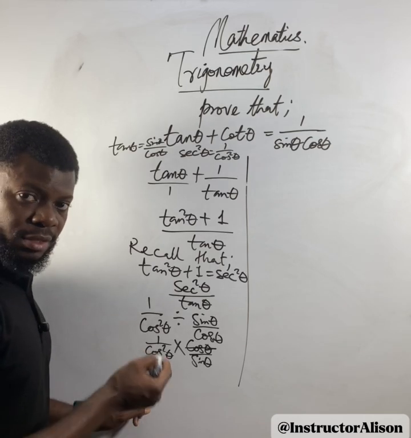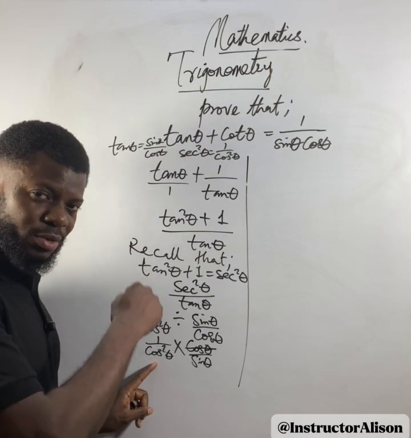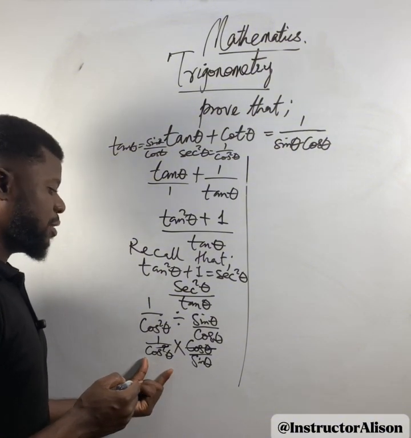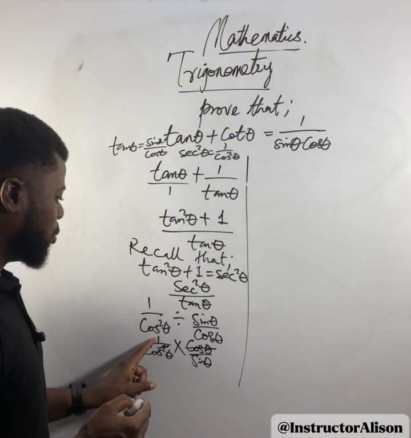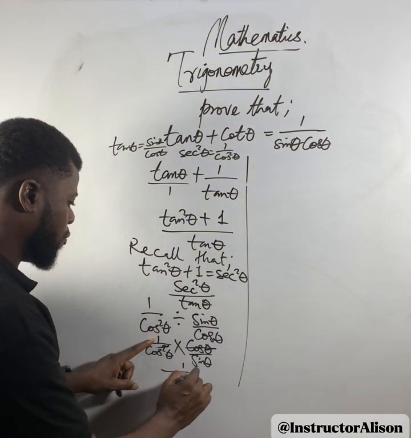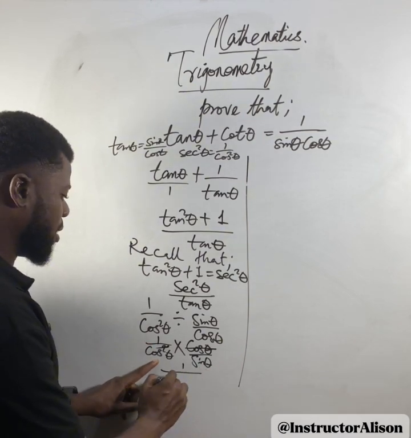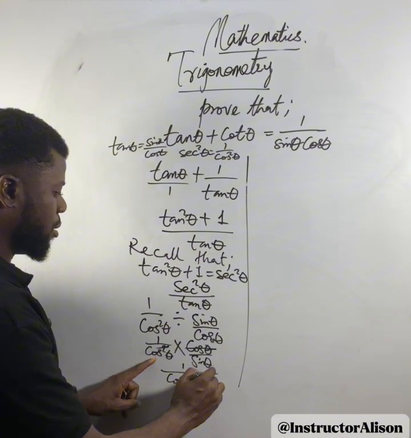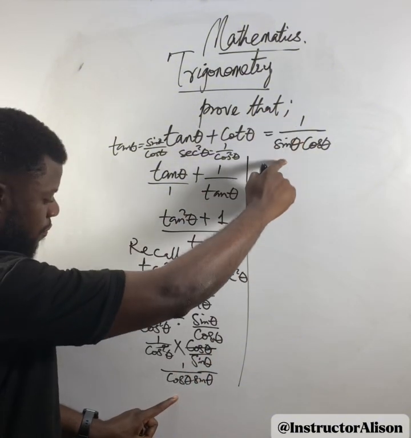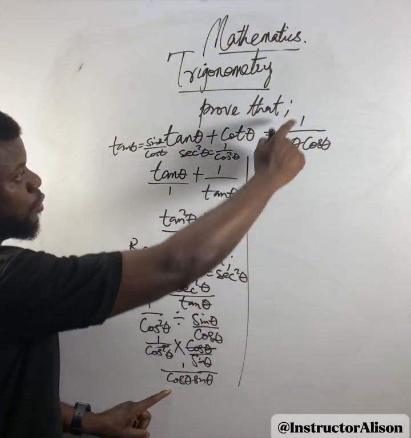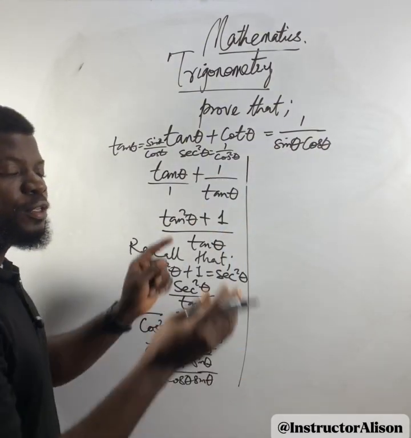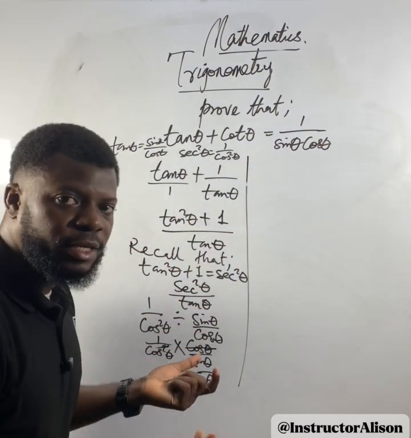This cos square theta means cos theta times cos theta. So if I cancel this square now, it means that cos theta go remain. And then what go remain here now is 1 over cos theta sin theta. So 1 over cos theta sin theta, 1 over sin theta cos theta. If you flip am na the same thing. If you shuffle am because na multiplication.